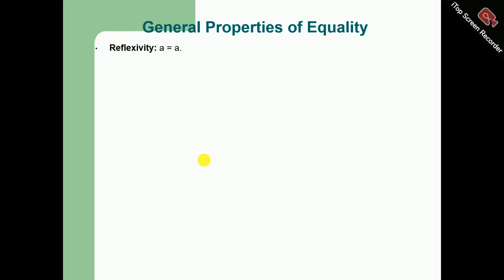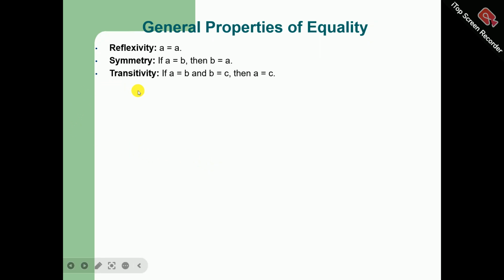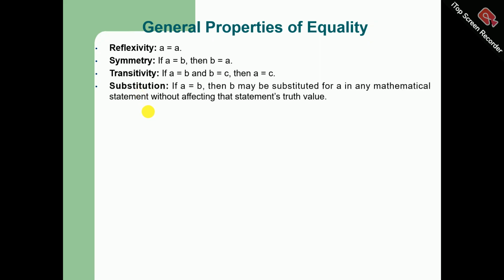So the first property of equality is reflexivity, and reflexivity means that an object is equal to itself: a real number A is equal to itself. Symmetry: if A is equal to B, then B is also equal to A. This is the property of symmetry. Transitivity means that if A is equal to B and B is equal to C, then A is equal to C. Then there is the substitution property.